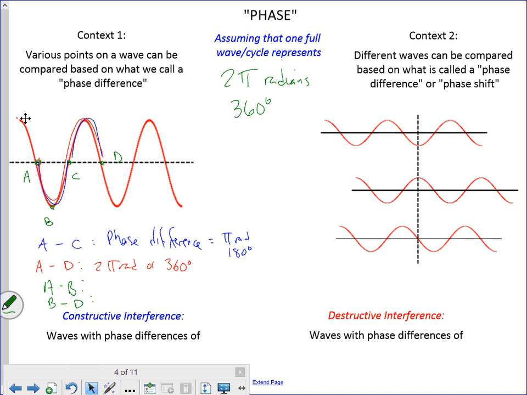Now, you can also talk about phase or phase difference if you talk about multiple waves. So different waves can be compared based on what we call a phase difference, or how much one is shifted relative to the other, or the phase shift that one shows relative to another. So if we call these waves 1 and 2 and 3, how about we say it like this? Wave 2 is shifted.